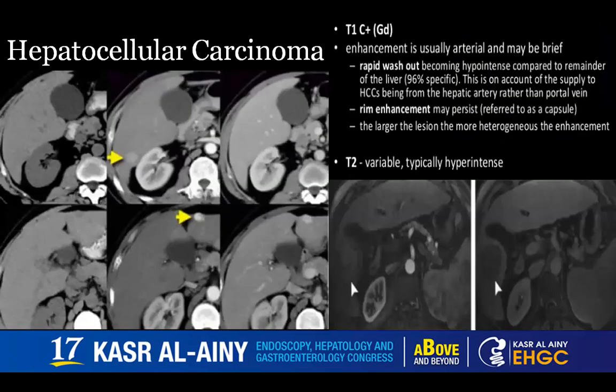HCC usually has high T2 signal in MRI study, and it shows the characteristic enhancement, which is arterial enhancement with rapid washout in the portal phase. Here is a lesion showing arterial enhancement and washout in the delayed image. Here is a lesion showing washout in the portal phase. This lesion is at the same level. Here is the right hepatic lobe lesion, and here is the left hepatic lobe lesion.